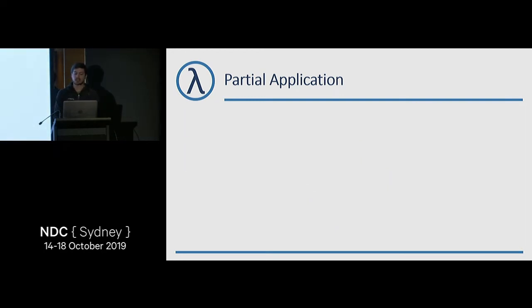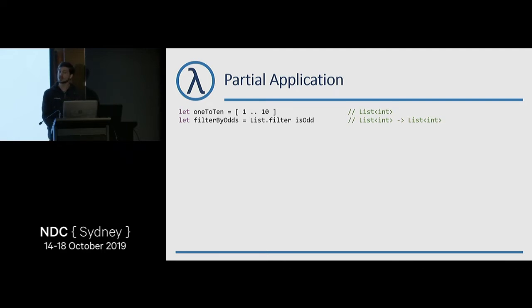Now, partial application is very useful because what it lets us do is compose functions together in nice, readable ways. So let's work through an example where we'll create a list of numbers from 1 to 10, and we'll filter that down to only odd numbers, and then we'll convert all of those numbers into strings. So let's start by creating a list from 1 to 10. So the square brackets, remember, is how we create a list in F#, and the dot dot gives us the range of numbers from 1 to 10. So the first thing we're going to do is we're going to partially apply the list filter function with the isOdd function to create a filter by odds function.